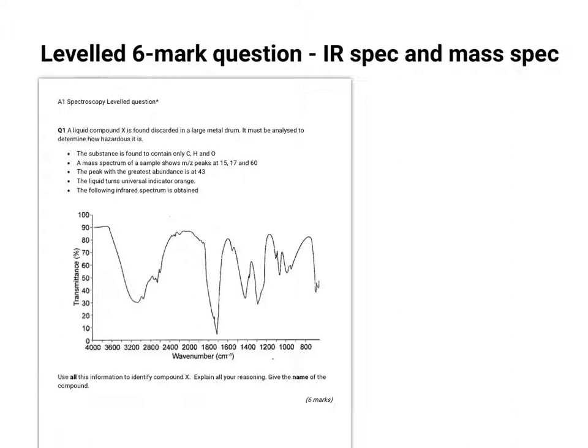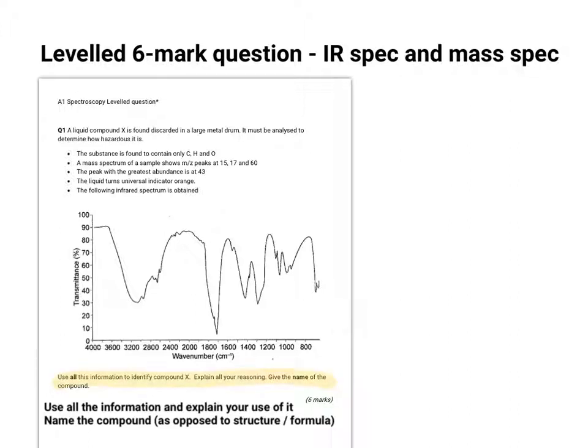Like any spectroscopy question, it gives you a selection of information and it asks you to identify the compound. So the first thing to do is to make sure you understand what it is that they want you to do. There are 3 specific commands that you're being given here. Use all the information, explain your reasoning or your use of this information, and name the compound. So if you've got a formula or a structure you're working from, don't just put the formula and the structure down. You need to convert that back into an actual name. So you need to see this, deduce the structure, and then work out what this compound is.